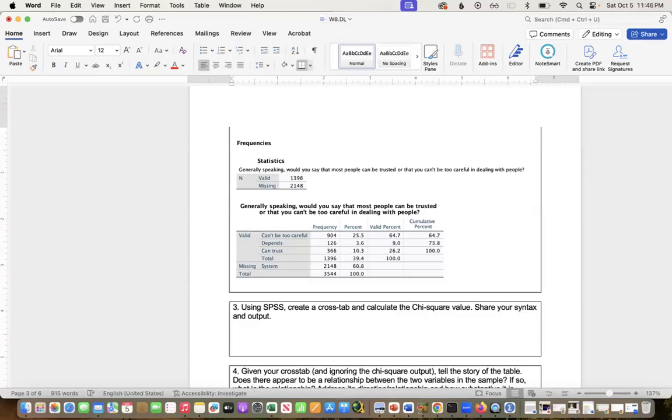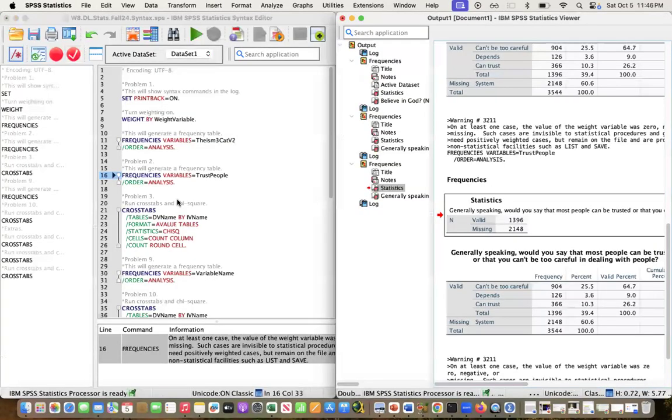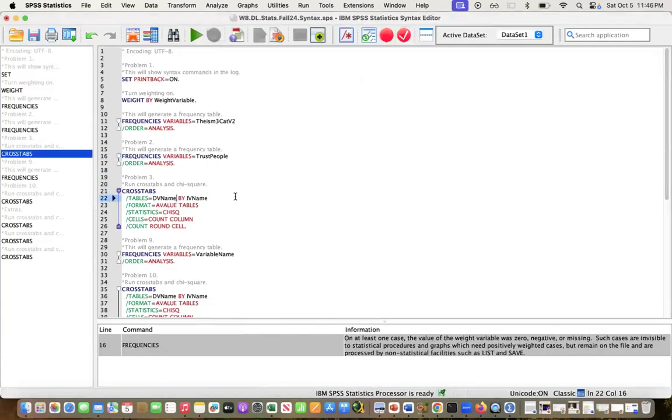Okay, so now we're going to create a crosstab and calculate the chi-square value, and we're going to share syntax and output. So our dependent variable, the outcome one, was theism 3cat v2, and our independent variable here is trust people. So I can put that in and click play, and that would work.